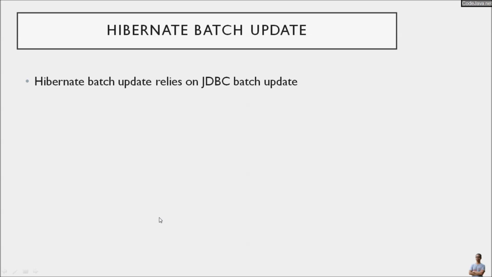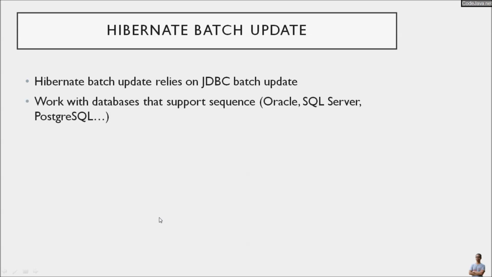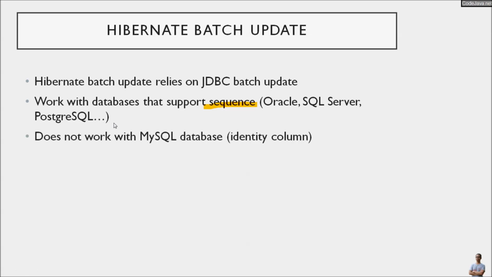Note that Hibernate batch update feature relies on JDBC batch update. So only the databases that support batch update can work with Hibernate batch update feature. And notice that the batch update feature in Hibernate works with databases that support sequence only, like Oracle, SQL Server, PostgreSQL, and it doesn't work with MySQL database, which supports identity column.